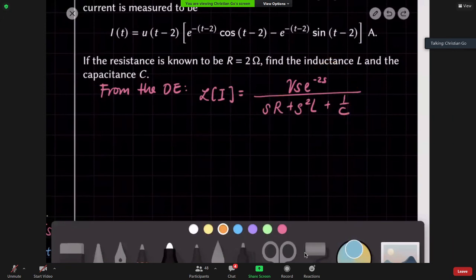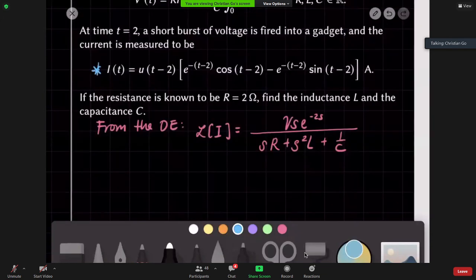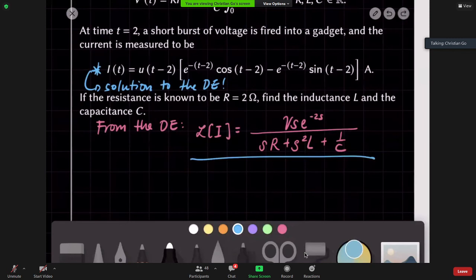However, we do know that the solution is it. We've been told what the solution is. This is the solution to the differential equation. So if we have the Laplace transform of the solution and we already know the solution, we can just Laplace this and compare our two Laplace expressions, right? So to more easily do this, instead of solving directly for I, we can just compare with the Laplace transform of I of the given solution.